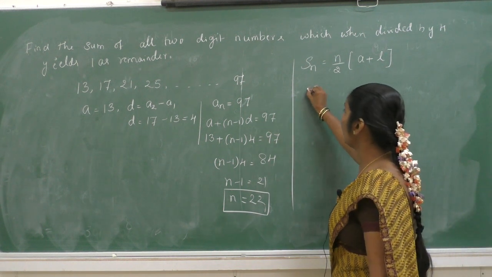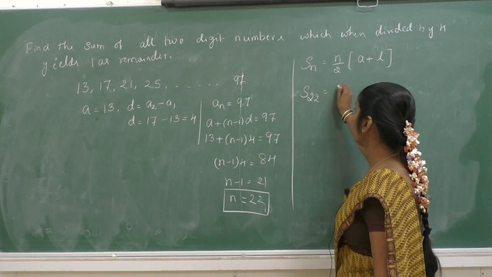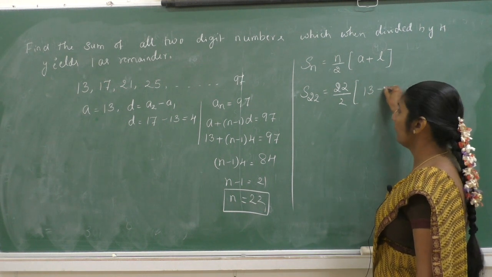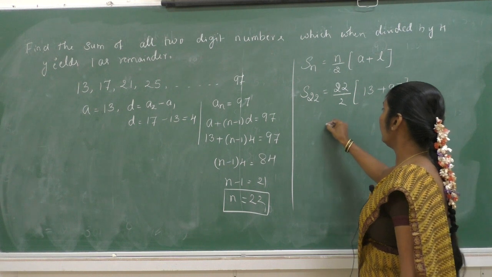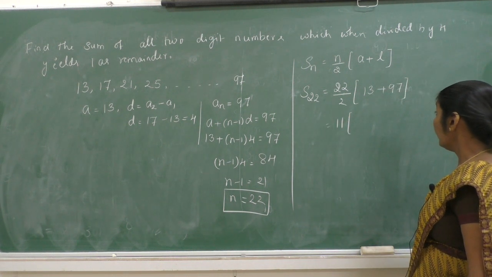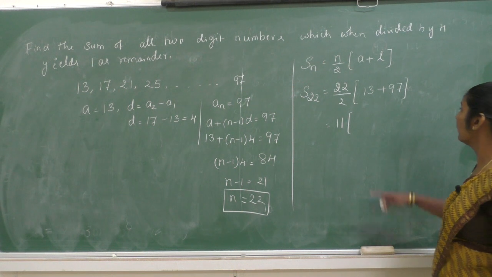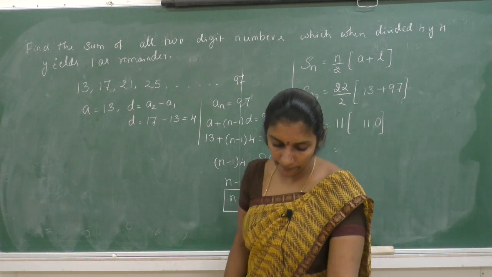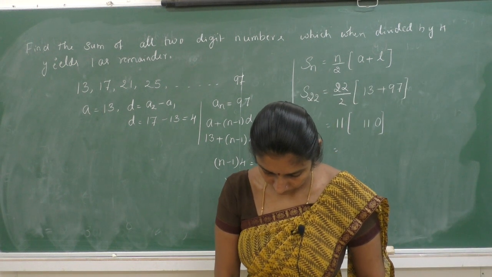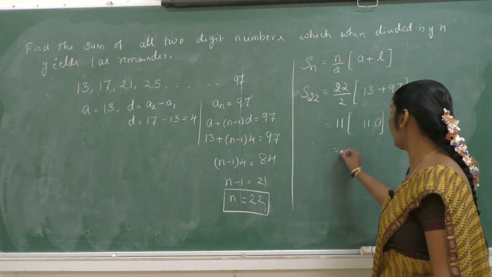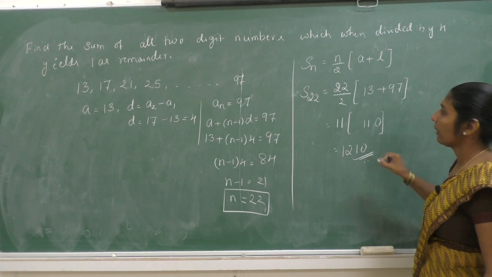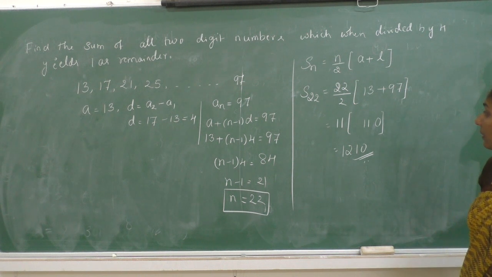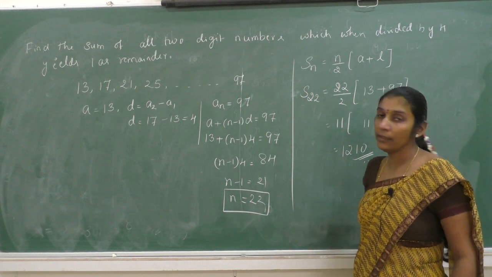The last term is known, so I am using it directly. S22 is equal to 22 divided by 2 into first term 13 plus last term 97. 22 divided by 2 is 11, into 13 plus 97: 7 plus 3 is 0, 9 plus 1 is 10, so 110. 110 into 11 is 1210. Understood? If any multiplication or simplification goes wrong anywhere, correct it right there, okay?